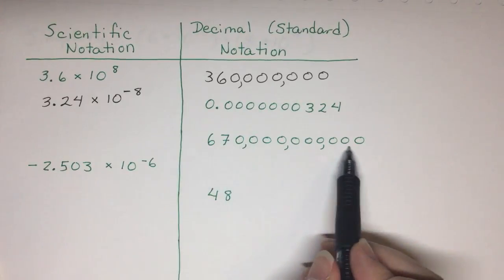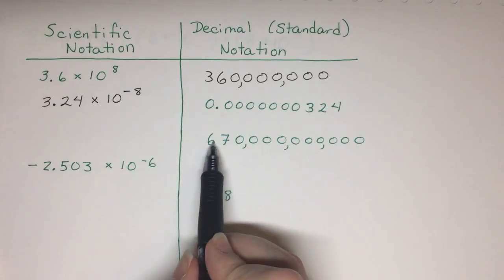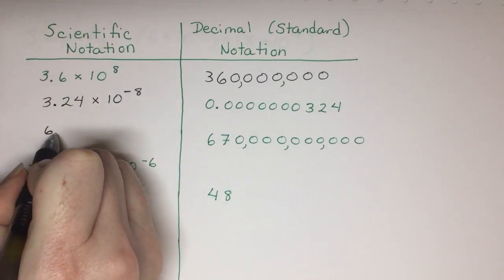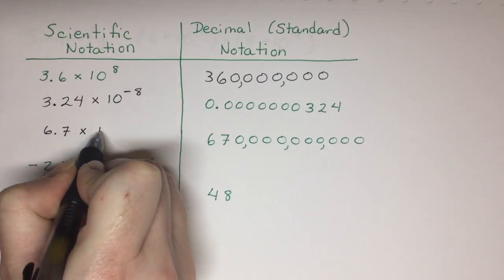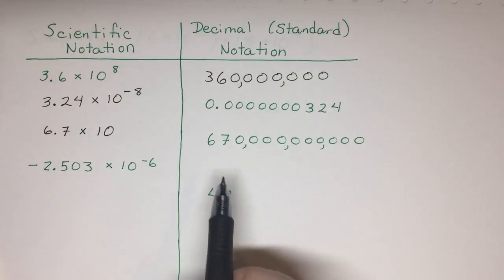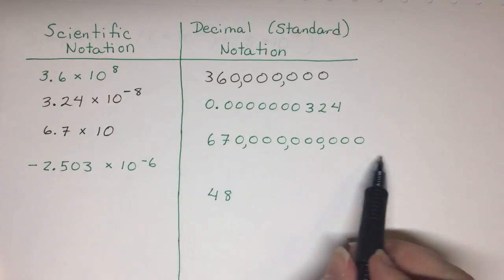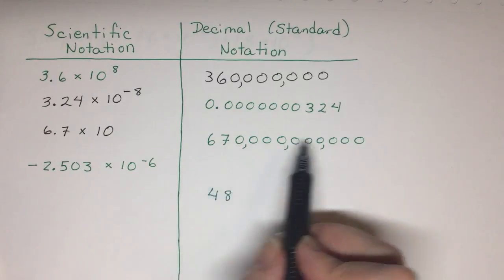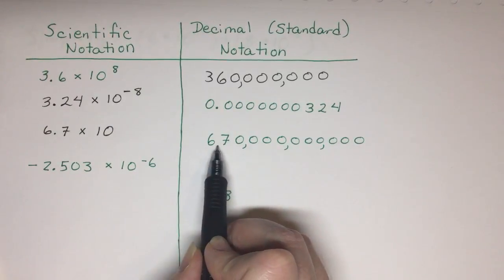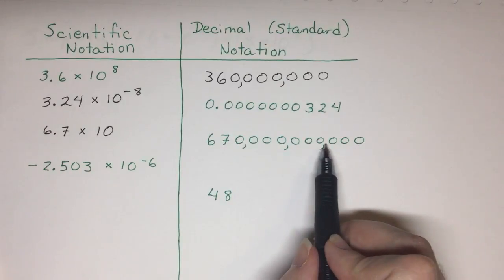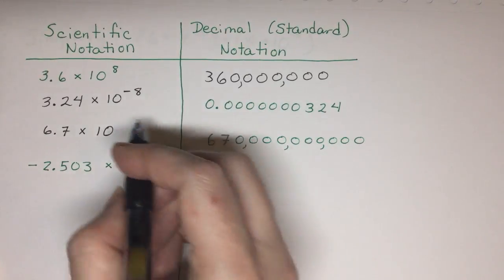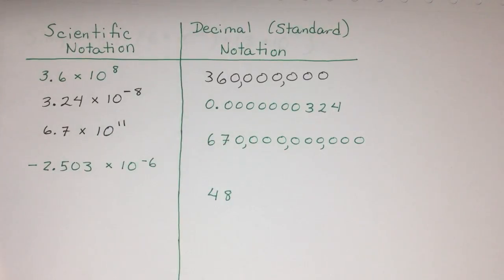Here, I need in scientific notation 1 non-zero digit in front of the decimal, so this will be 6.7 times a power of 10. Now, is this a large or a small number? Well, large. It's definitely greater than 1. And I need my decimal to end up here, so I'm moving it 3, 6, 9, 10, 11 places. 10 to the 11th.